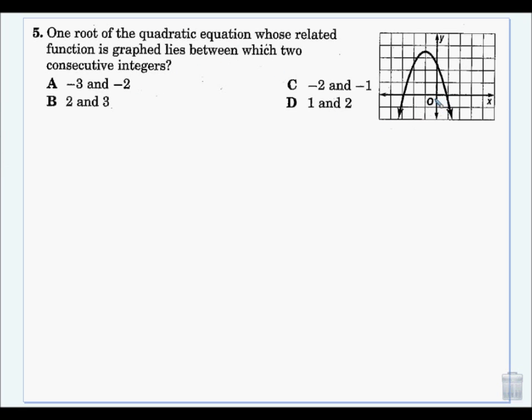One root of the quadratic equation whose related function is graphed lies between which two consecutive integers. Okay, so we have this line. It's kind of hard to see, but it's going between these two, and this line over here looks like it's kind of going between those two. So I have 0 and 1. That's not an option. So here I have -2 and -3, so it has to be between -2 and -3. Even though it kind of looks like it's hitting right at -3 in our picture, but it's obviously not 0 and 1 because that's not an option. So that's probably like -2.99.